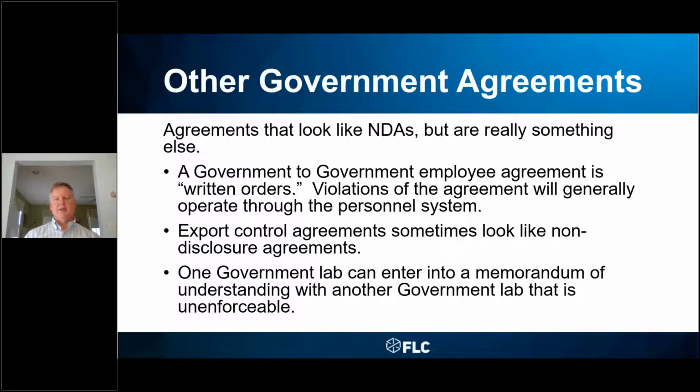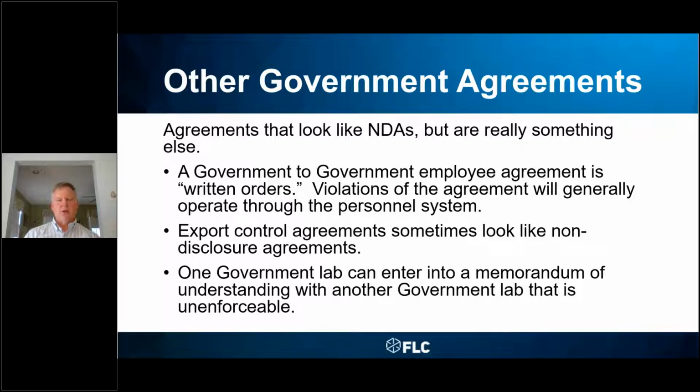Okay, there are a lot of government agreements that look like NDAs, but they're really something else. There are government-to-government employee agreements. These are usually used when, say, one of our employees is serving on, say, a procurement source selection panel. Usually I treat those, if I see them, as, okay, the employee's supervisor is really ordering that employee not to disclose the information. And then if that employee discloses the information, then that'll be disobeying orders. I think that's probably the best approach for that. It's really what'll happen.